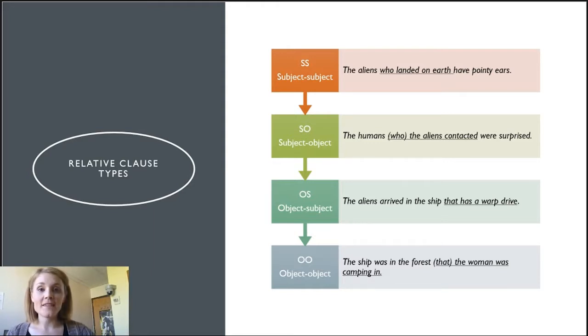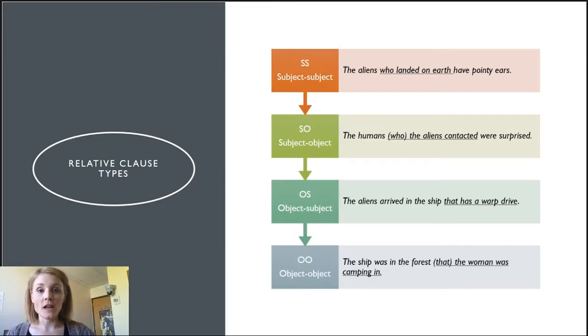So you'll notice that in the second and fourth sentences, the relative pronoun is in parentheses because it's optional. So the rule is that when the relative pronoun is the object of the relative clause, you can omit it. So you could say, the humans the aliens contacted were surprised, and that's still grammatical to leave out the who.